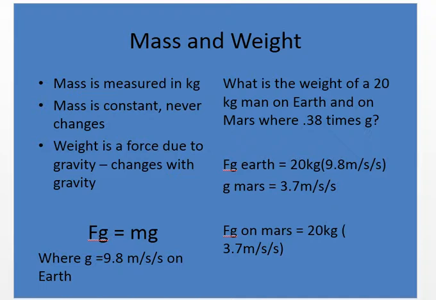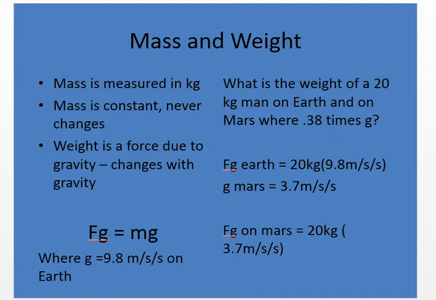Mass is how much stuff you're made out of, and it's measured in kilograms. And mass never changes because it literally is how many atoms you're made out of. Weight, on the other hand, is the force due to gravity acting on you, and it changes with gravity. So if gravity of the object that you're standing on or near is different, then your weight will be different. So if you go to the moon, you'll always have the same mass that you had on Earth, but you won't have the same weight.